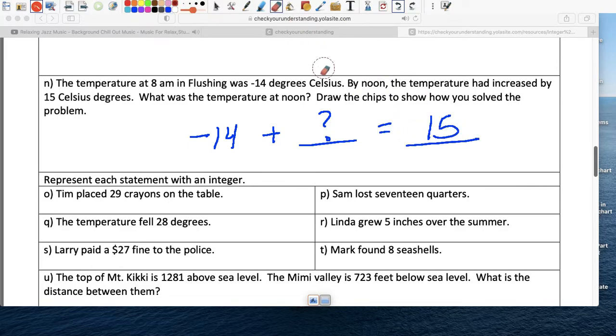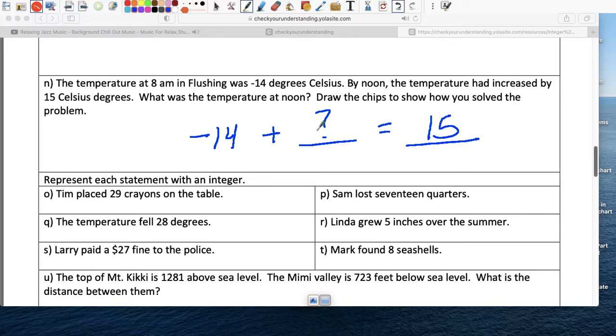So there are a lot of ways you can solve this. You can use an equation. You can use the zero pairs. So what can I add to negative 14 so that it gives me 15?